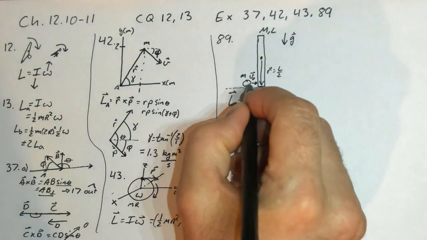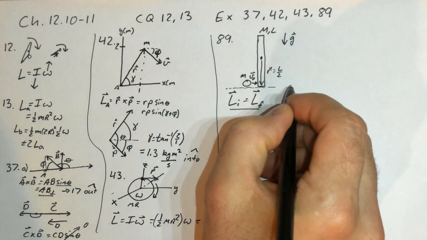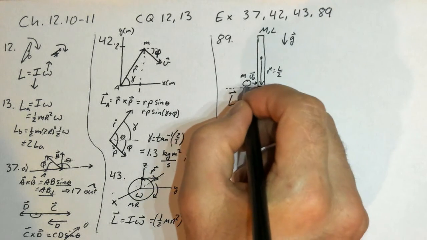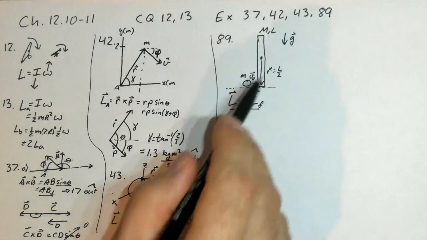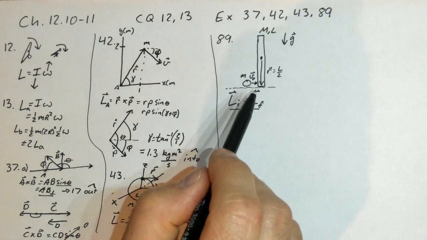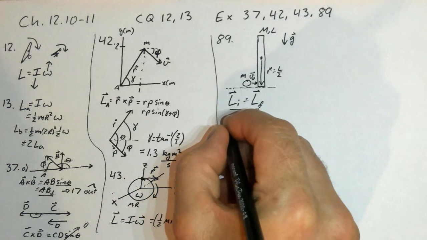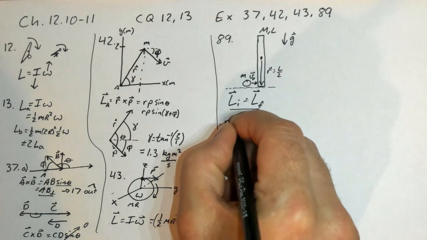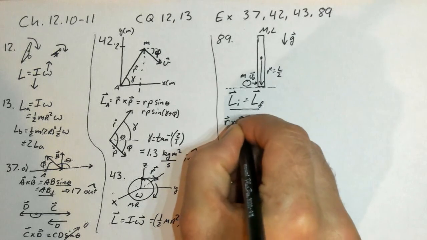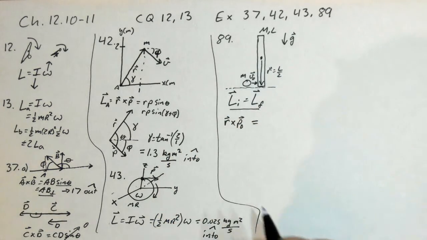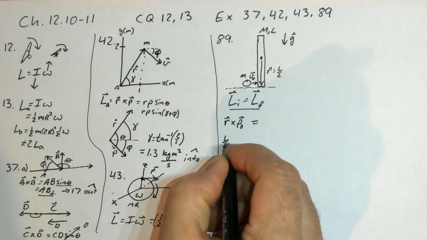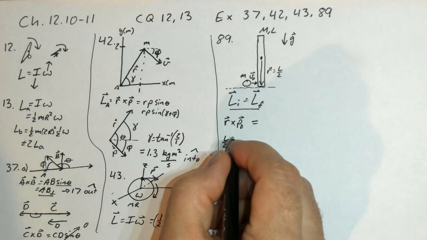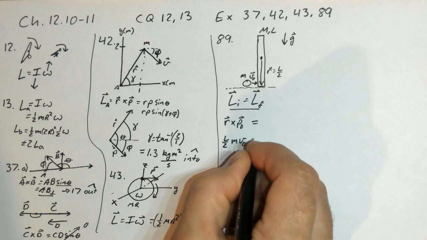And P is straight to the right, so those are perpendicular to each other. And so I can use the point particle definition of angular momentum for this. Now the rod's not moving at all initially. So in my initial case, I just have R cross P_0, and that's going to equal my final. In this case, R is going to be L over 2, and P_0 is just the mass times V_0.